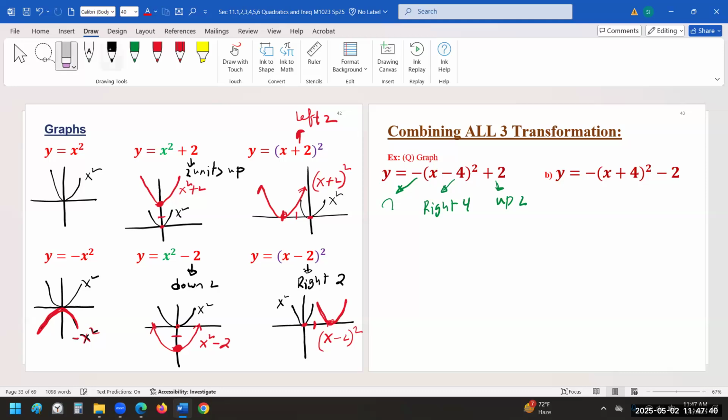This is right. Let me start. So the original one is this one at the vertex. Doesn't work anymore. Come on.